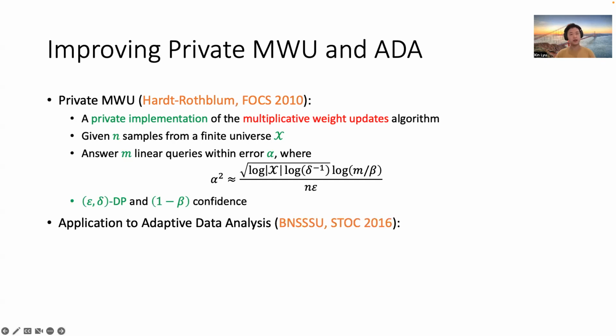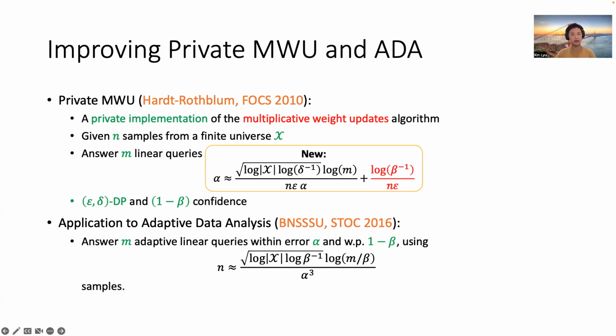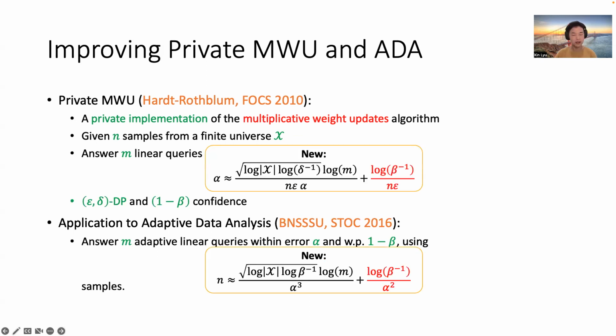When applying these private multiplicative weight updates to adaptive data analysis, we can answer m adaptively chosen linear queries within error alpha and confidence 1 minus beta. And the sample complexity grows logarithmically with the number of queries. Using our new sparse vector technique, we are able to further improve the error and the sample complexity. In particular, the new bound looks like the following.